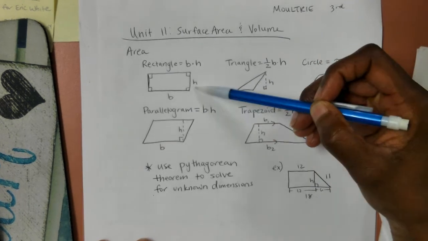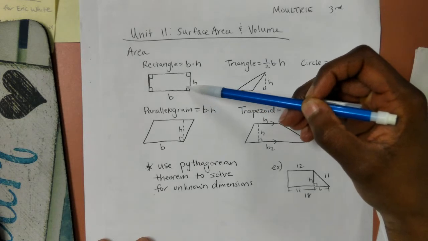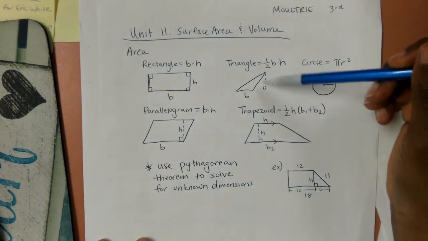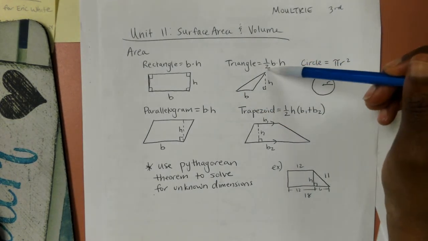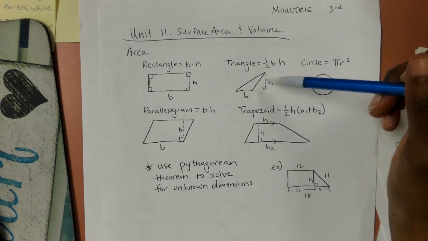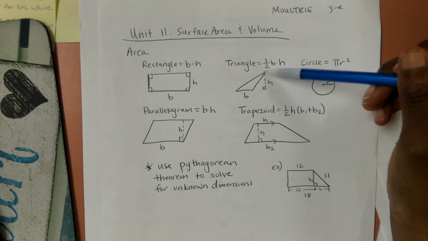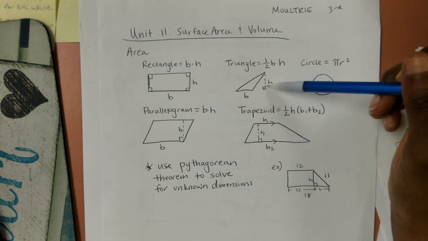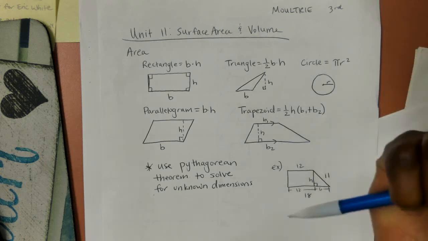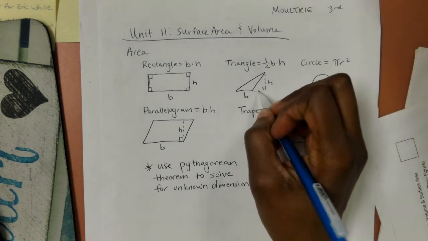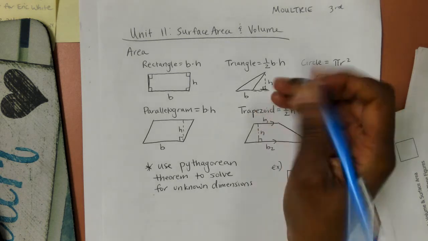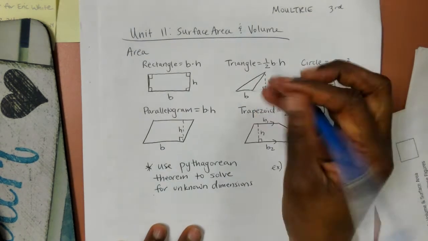So the rectangle is base times height. The base and the height have to be perpendicular to one another. Triangle, same thing, base and height divided by 2, get multiplied together. So the height just needs to be from the tallest point straight down to the base. It's got to be perpendicular. Those two things have to be perpendicular to one another. So if I were to extend this side, it's perpendicular to the height.